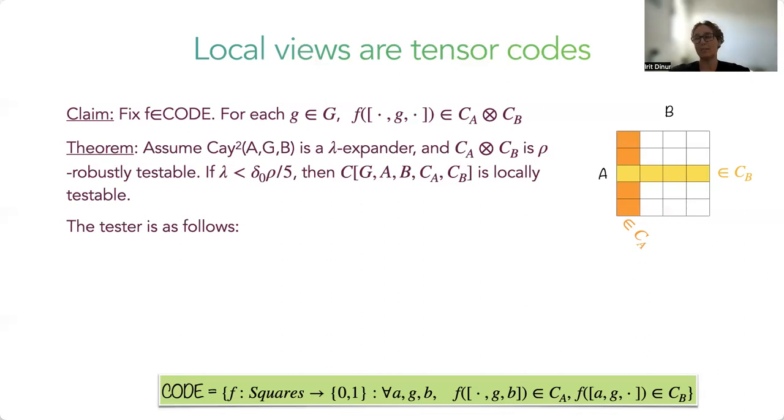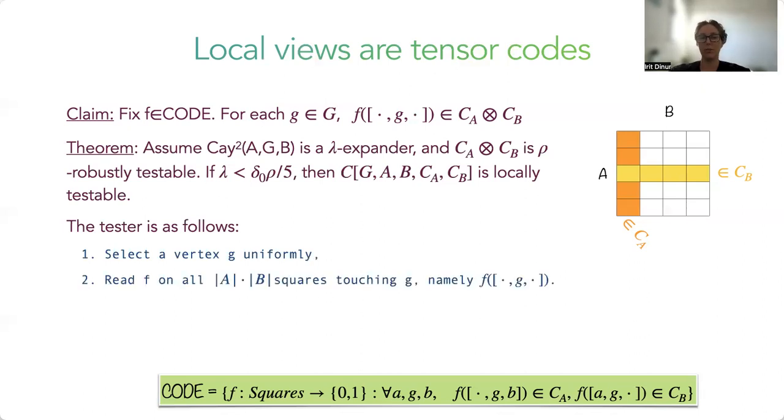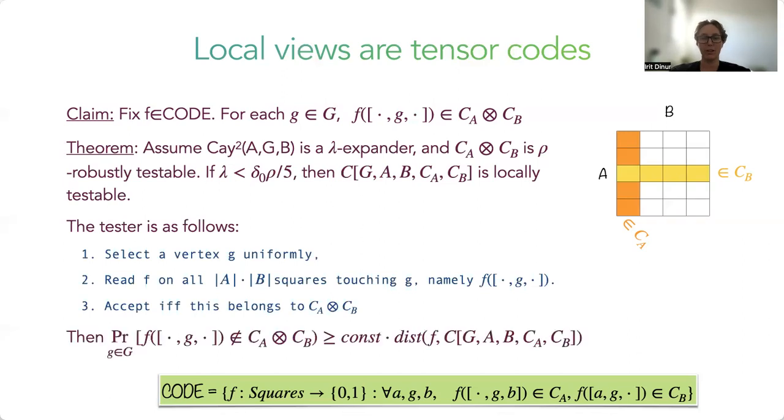And how would you test the code? The tester is actually very easy. You select a vertex uniformly at random, and you look at the entire neighborhood of the vertex. You look at all the A times B squares, that's a small number of squares, that touch G, this vertex, and you test that the word there looks like a tensor code word. And the main thing to prove is that the fraction of vertices G where this test fails, where the local view is not a valid tensor code word, is an upper bound on the distance of F from the code.